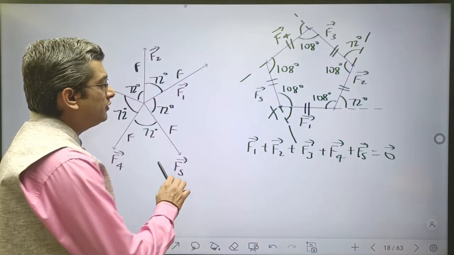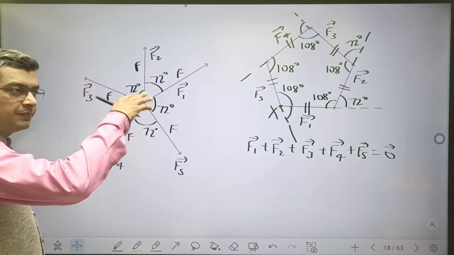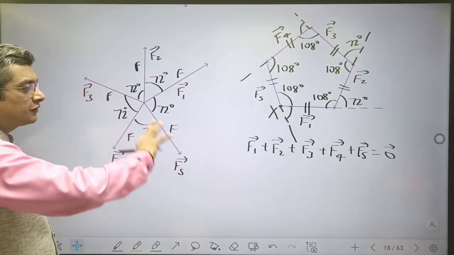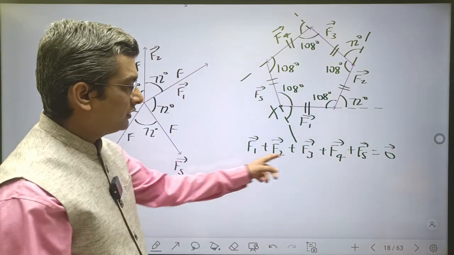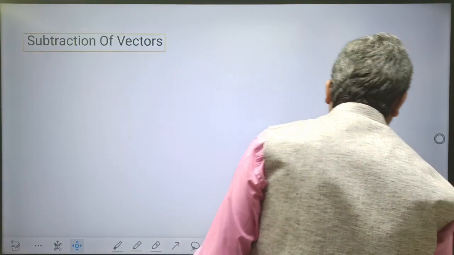So in this way any number of vectors can be given, but the condition is that if their magnitudes are the same and the angles between them are the same, then their resultant is equal to a null vector, isn't it?